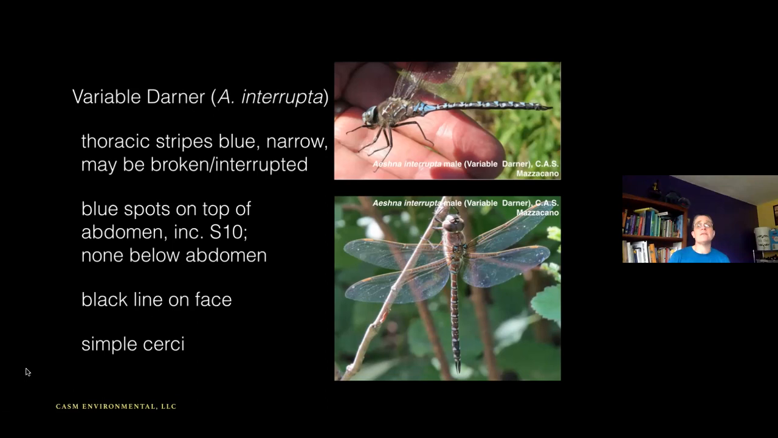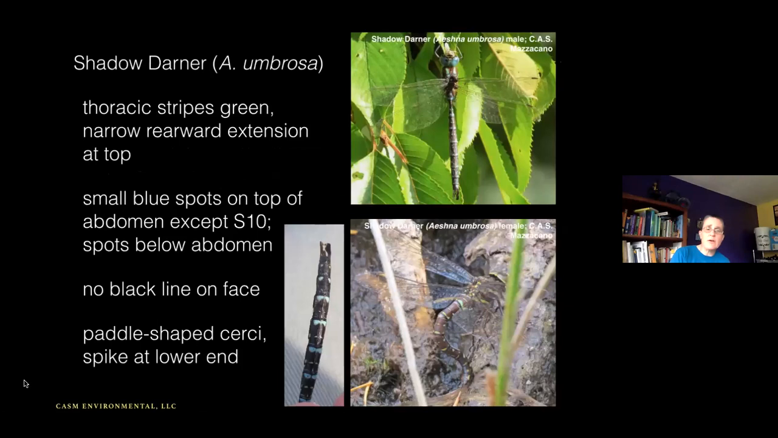The shadow darner tends to show up a little bit later in the summer at the sites that we have. Their thoracic stripes are green instead of blue. And there's a little jaggedy rearward extension at the top. I don't have a good photo that shows this. So they're not just that straight swoop. They have little pairs of blue spots on the top of the abdomen, but not on the 10th abdominal segment. And they also have spots on the underside of the abdomen. So that's really different from the previous two. No black line across the front of the face, also different from the previous two, but like the paddle-tailed darner, they have those broad paddle-shaped cerci with a little trailing spike at the lower end.